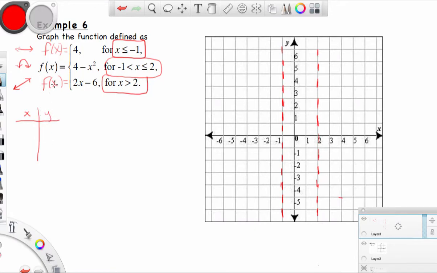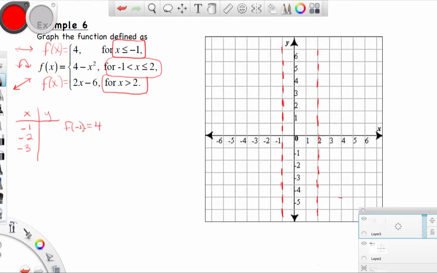So for the first equation here, I am going to pick a couple ordered pairs that are to the left of -1. So let's go ahead and do -1, -2, -3. Now this is the kind of strange equation that when you try to plug in one of your x values, there's nowhere to put the x in. So you get what you get.